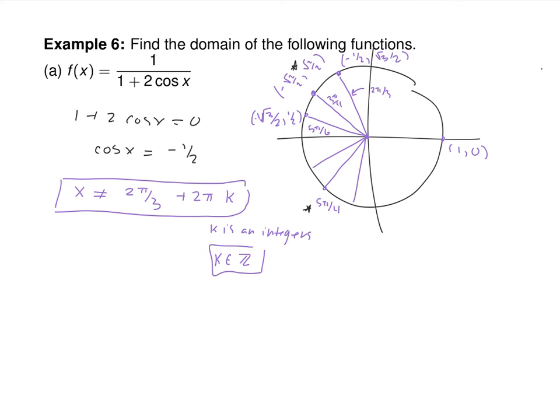Okay. Does it make sense that this angle down here is also going to be a problem? Because how far over it is the same. That point would have coordinates negative 1/2, negative root 3 over 2. Because it falls in quadrant 3, both the x and y are negative. So what angle is that?